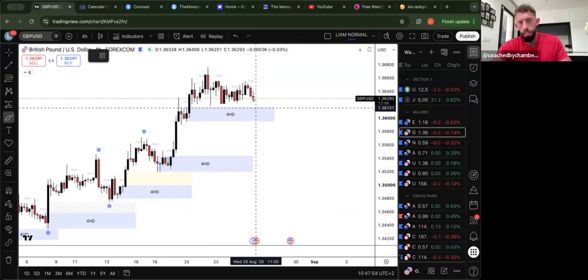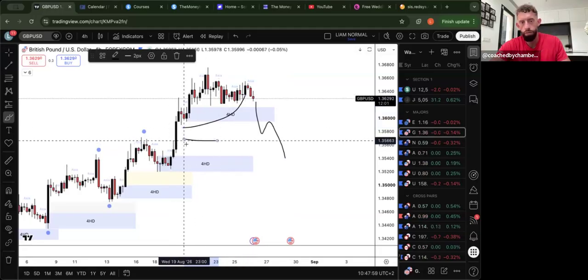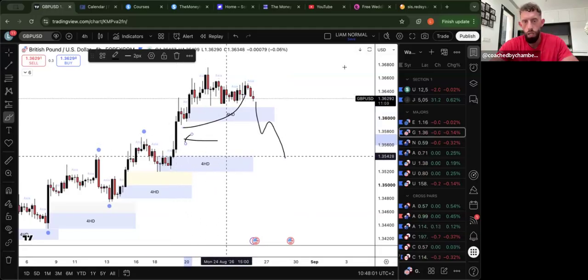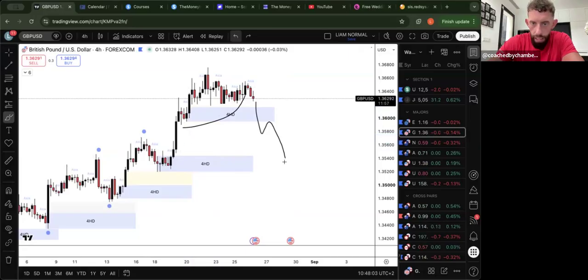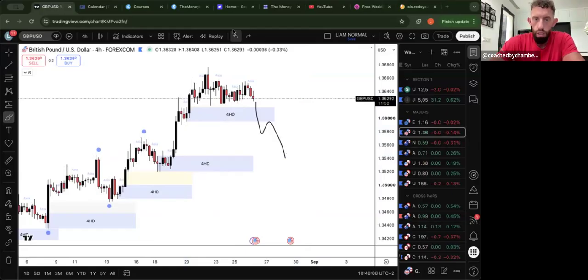If we do go lower, what I'm basically trying to say is we're going to swipe out all of these lows, fill in the imbalance that we have around here and also lower, and then market can potentially go and give us that next leg up.